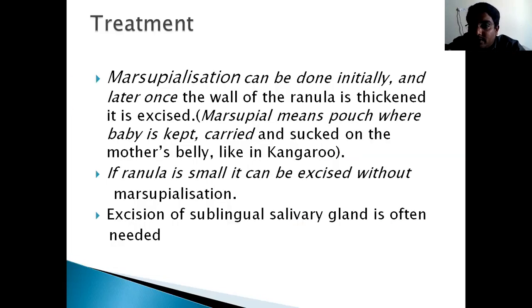Then the treatment: if it is a larger one, we will go for marsupialization. What is marsupialization? If it is a cyst, you give a small slit and aspirate all the fluid. Then we put sutures to the surrounding tissue at the slit incision. Then what will happen? The fluid continues to drain. That is called marsupialization if it is a big one. If it is small, we will completely excise it. These are the treatments, excision and marsupialization.